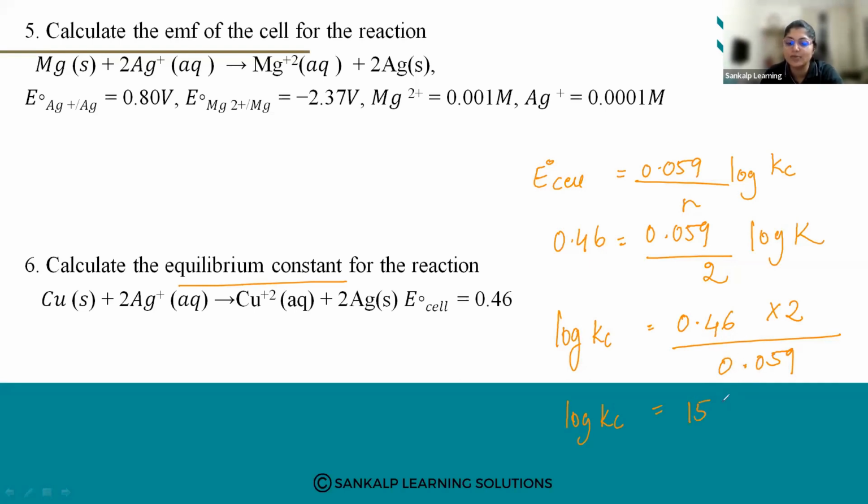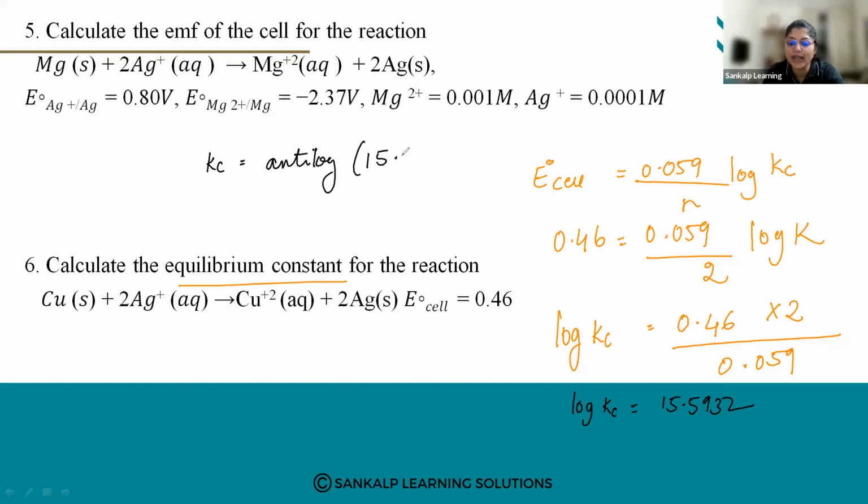So it comes to 15.5932. So log of Kc equals 15.5932. So if I transfer the log to that side, it becomes anti-log. So Kc is equal to the anti-log of 15.5932, so I have to take the anti-log.